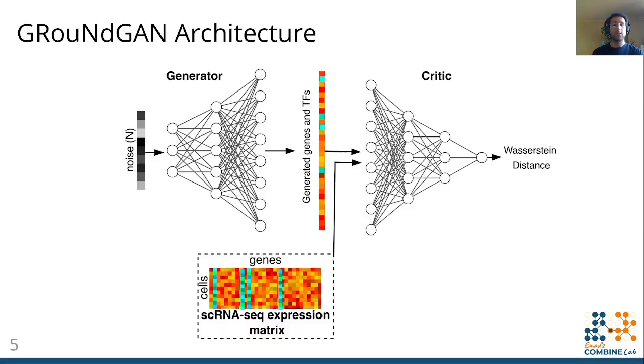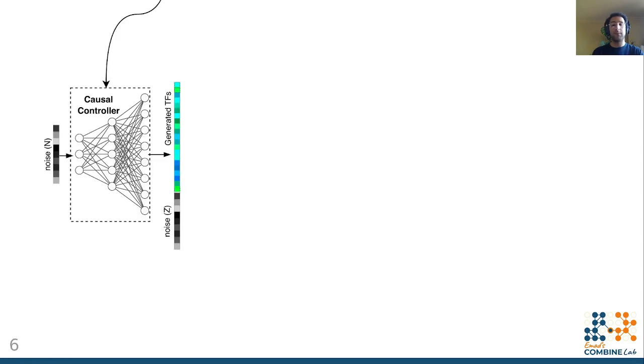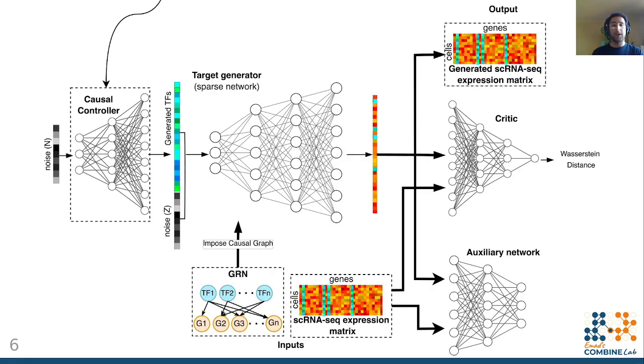So we propose a new method called GroundGAN, a causal implicit generative model, which accepts two inputs. One is a single-cell expression matrix. The second is a user-provided GRN. It's trained in two steps. The first training step consists of training a Wasserstein GAN on all TFs and genes. Once this GAN is trained, we isolate the generator, freeze it, and rename it to a causal controller, which now only generates TFs. These generated TFs, along with noise, are passed into a second GAN, which is again a Wasserstein GAN.